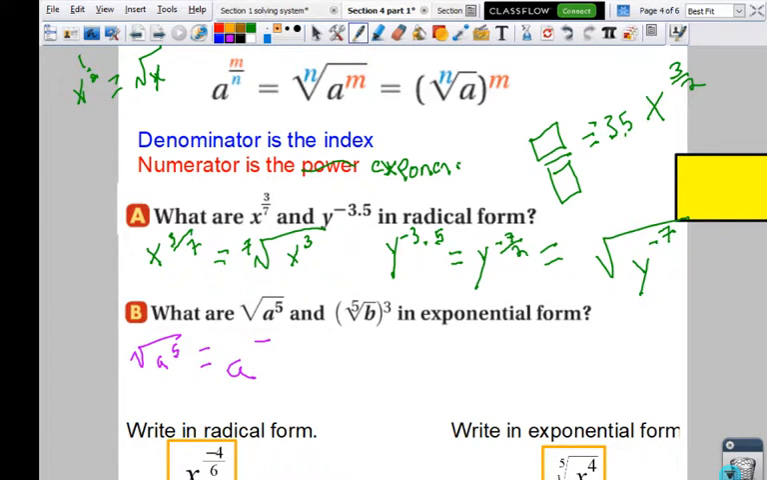What is my denominator on this fraction going to be? 2. What's my numerator going to be? 5. That's it.